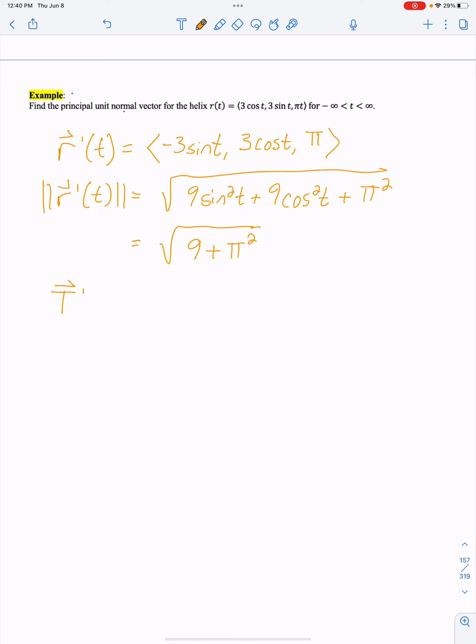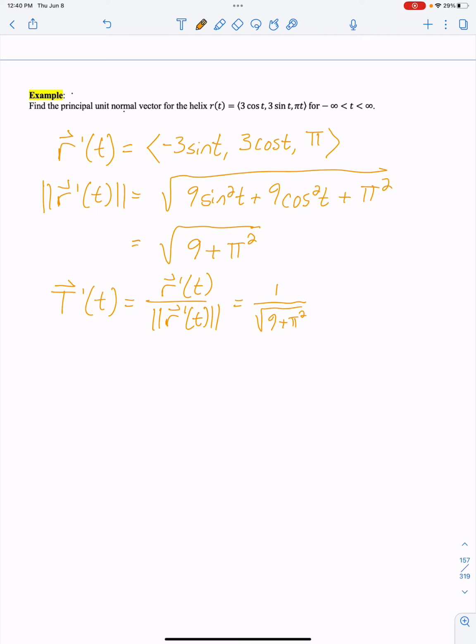So my tangent vector, by definition, remember, is r prime of t over the magnitude, making it a unit vector. So we have 1 over the square root of 9 plus pi squared times that vector.